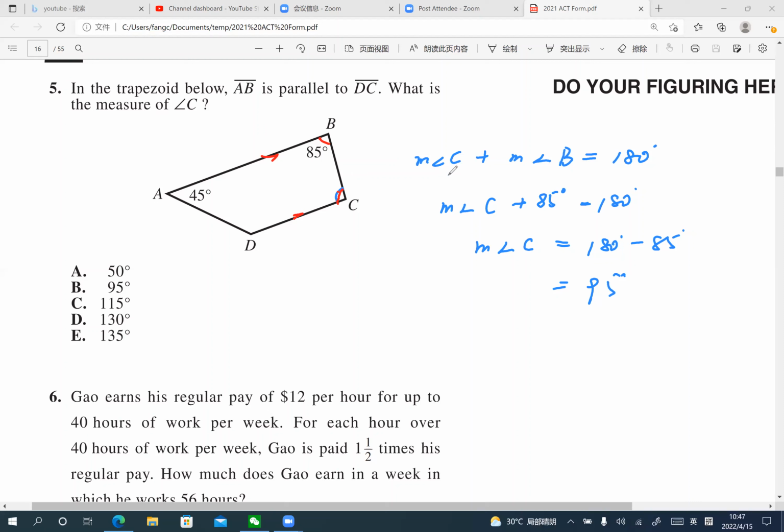So the measure of angle C plus the measure of angle B should be equal to 180 degrees. And the measure of angle B is 85. And so the measure of angle C should be equal to 180 degrees minus 85 degrees, which is 95 degrees. So we should choose option B.